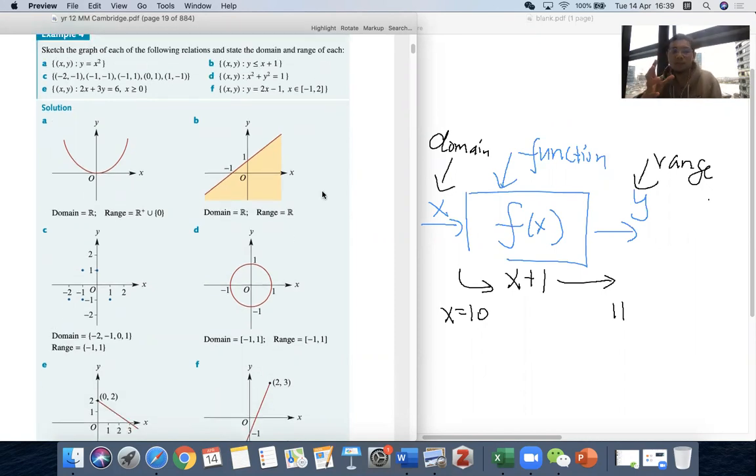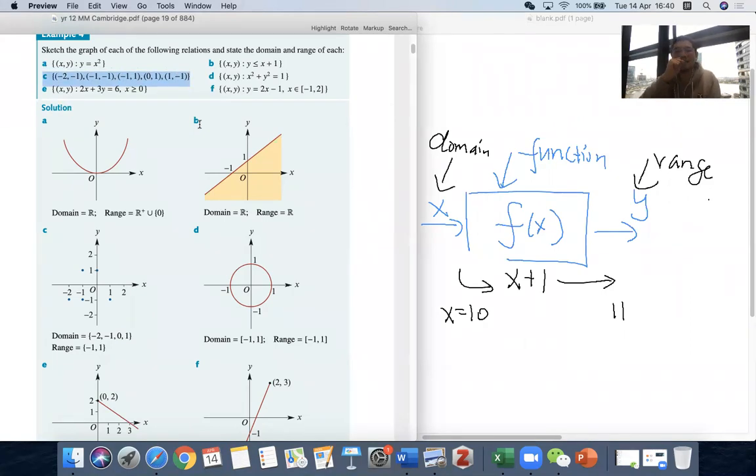For this part, it is quite straightforward. So we have to know what the graph is and draw it, and to know what the x value is and what the y value is. But the really emphasizing point here is part C, this guy.